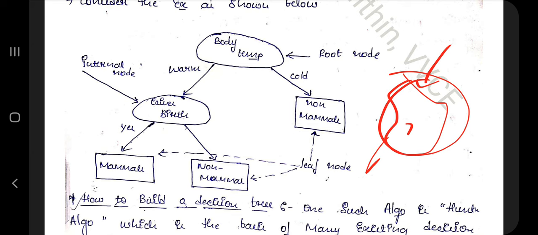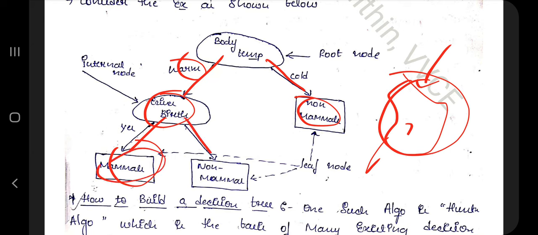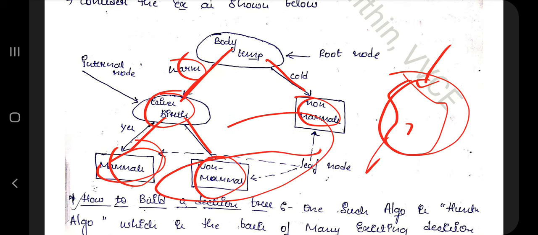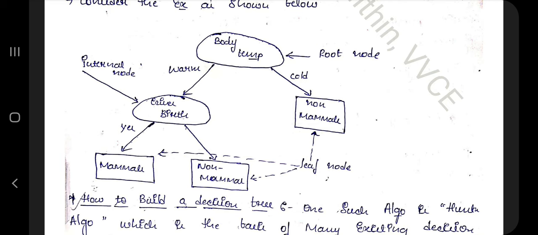Okay, so cold is classified as non-mammal, and warm we will not classify as of now, because further classification needs to be done: whether it gives birth or does not give birth. If it gives birth and the skin is warm, it's a mammal. Else if it's not giving birth but the skin is warm, it's not a mammal. Okay, these are the leaf nodes, this is the root node, and this is the internal node. So this is all that is in the decision tree.